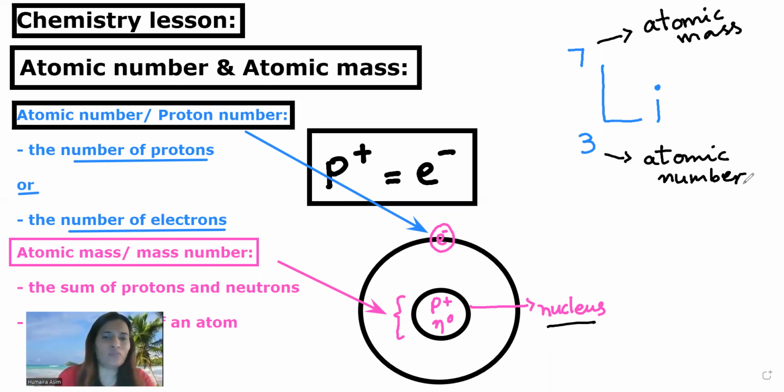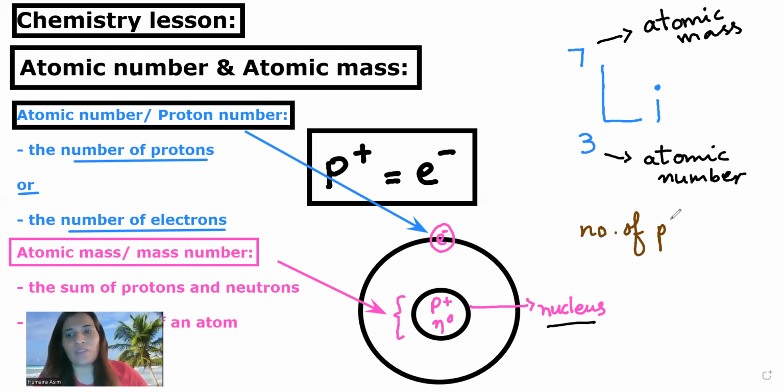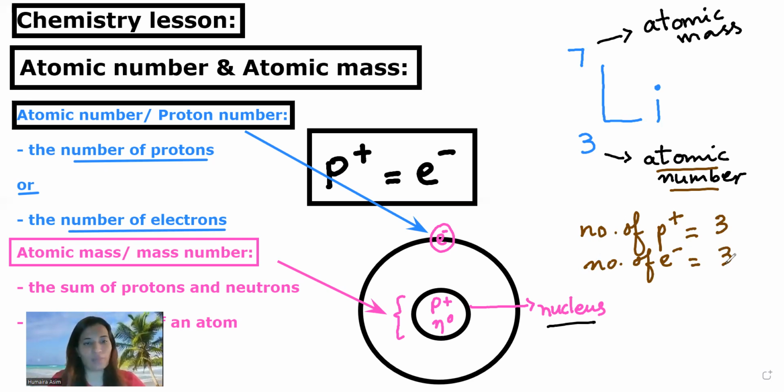Now, one more thing. By looking at it, how will I be able to write the number of protons in this lithium atom, number of electrons, and number of neutrons? When I look at it, I know this is the atomic number, which is my proton number, 3, electron also 3, as they are always going to be equal in number. Proton carries positive charge, electron carries negative charge. There are always going to be equal numbers of positive and negative charges, which makes an atom neutral.